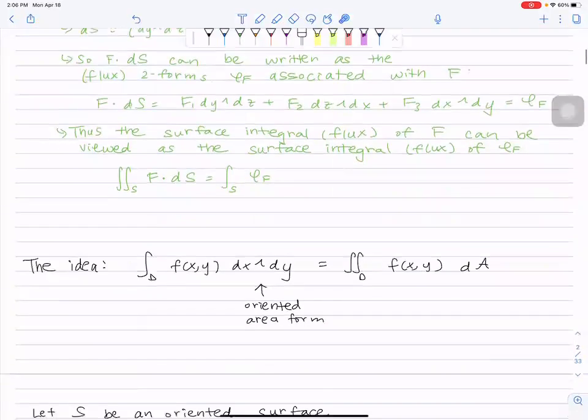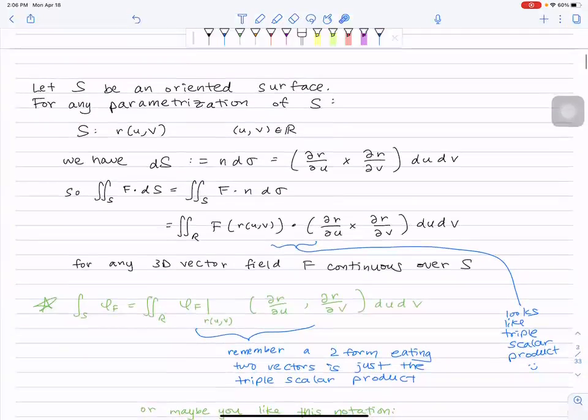And so the idea is that if we let S be some oriented surface with a parameterization, then we have that dS we said is n d sigma. Remember this brings back our cross product thing, where we took the partial of our parameterization with respect to each of the variables, and then we took the cross product. When we solve it with the vector notation, we always found the parameterization, plugged the parameterization into our function, and then rewrote our d sigma, which is this cross product du dv.